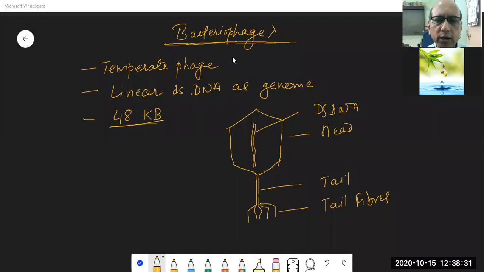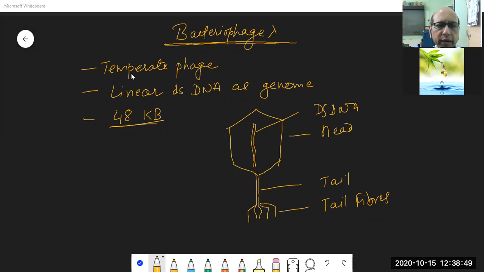So we'll discuss bacteriophage lambda, gene regulation in bacteriophage lambda. These are bacterial viruses. Basically, they have very limited resources, and it will be really interesting to understand how genes are regulated in this bacteriophage. We'll take the example of bacteriophage lambda.